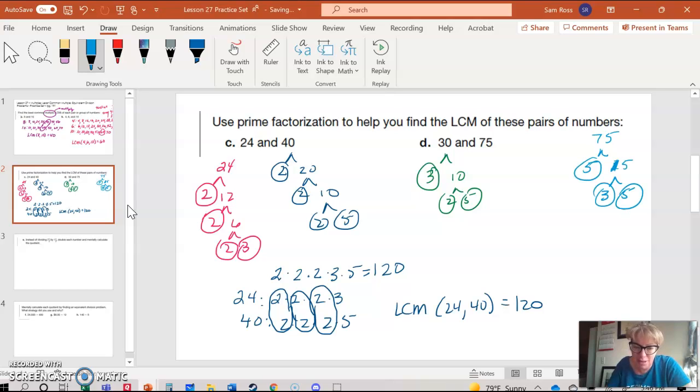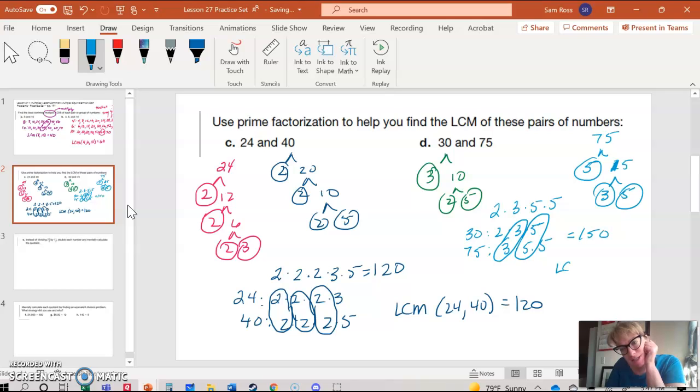So let's line them up again like we did down here. 30 is going to be 2 times 3 times 5. 75 is going to be 3 times 5 times 5. So I have the 3s and I have the 5s. So I have 2 times 3 times 5 times 5. That's 2 times 3 is 6, times 5 is 30, times 5 is 150. So my LCM of 30 and 75 is 150.